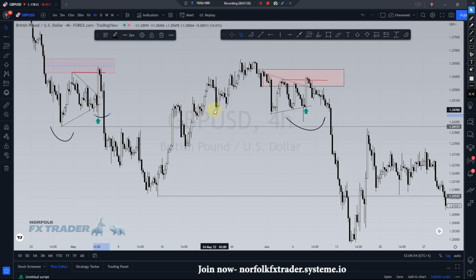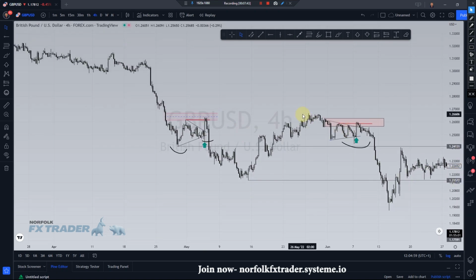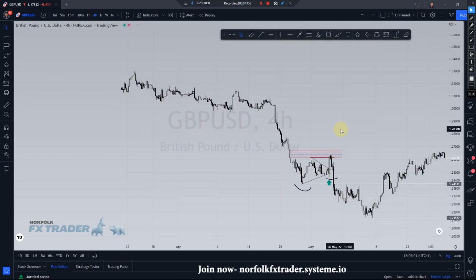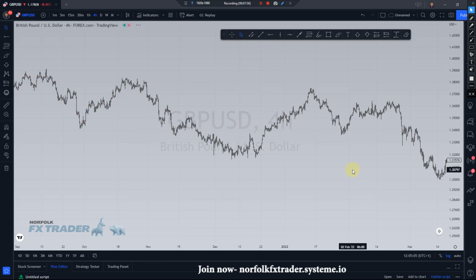Now let me have a look in the chart. We'll go back and see if I can find a double top or double bottom pattern to show you the same thing. So let's have a look. We need to find a double top.